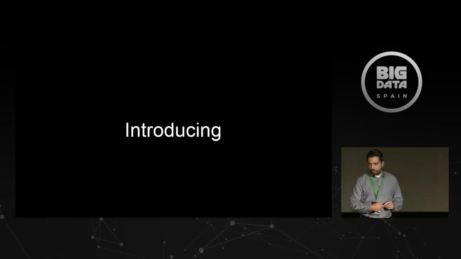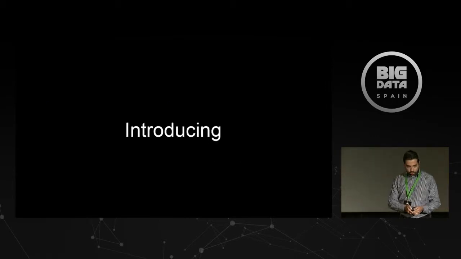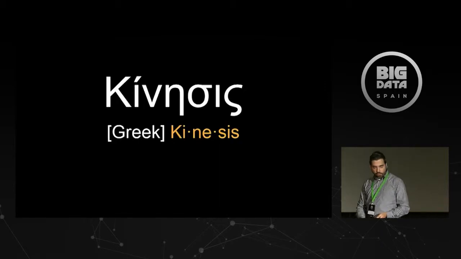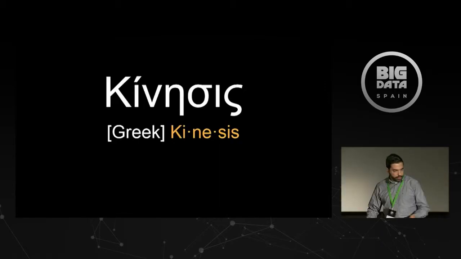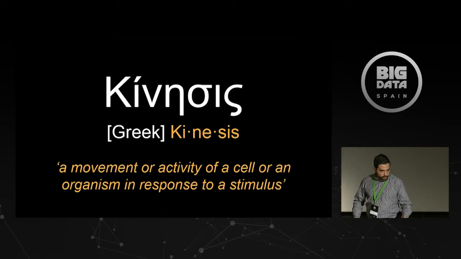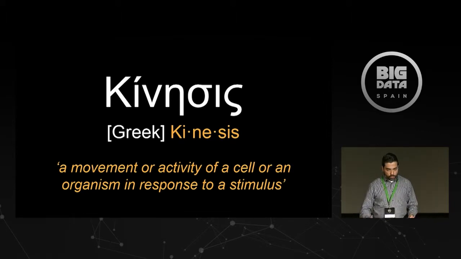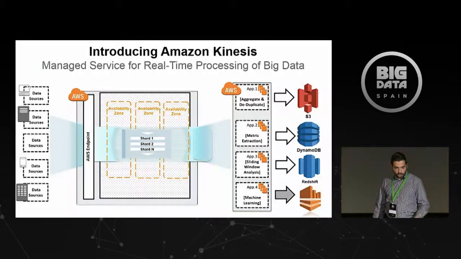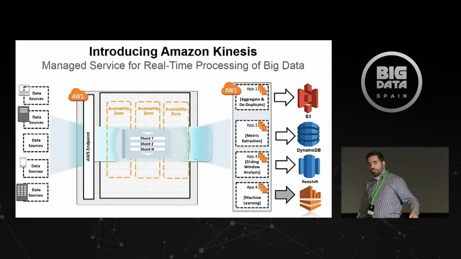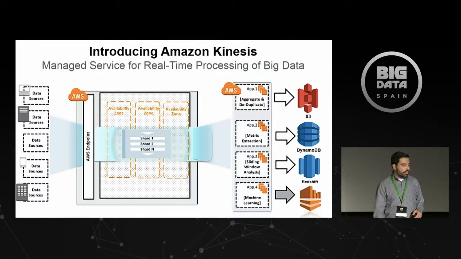So we have a service for that. It was introduced last year. It's called Kinesis. It comes from the Greek word, and it means movement, activity in response to a certain stimulus. And this is a great name for this service because what we have is a lot of data sources on the left, and they all feed data into Kinesis.